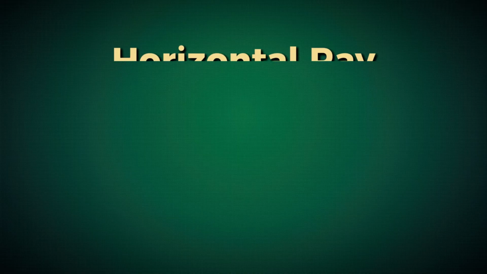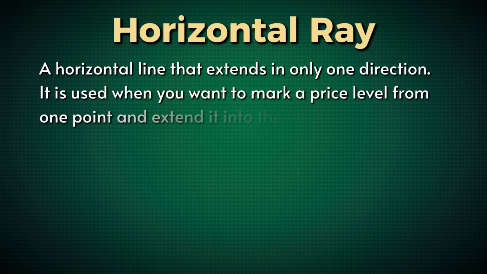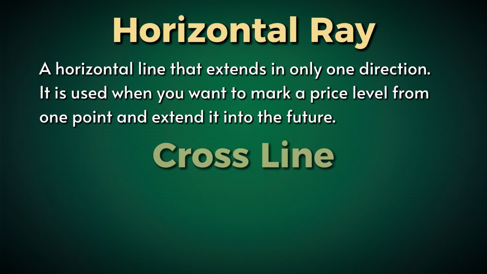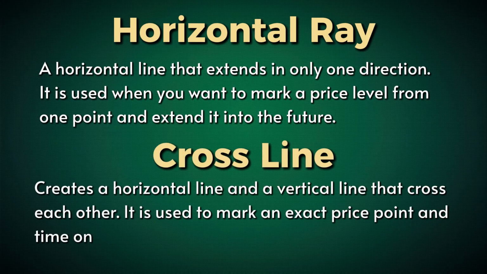Horizontal ray. A horizontal line that extends in only one direction. It is used when you want to mark a price level from one point and extend it into the future. Cross line. Creates a horizontal line and a vertical line that cross each other. It is used to mark an exact price point and time on the chart.